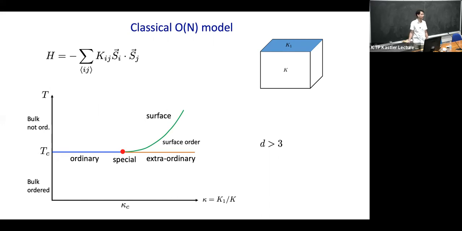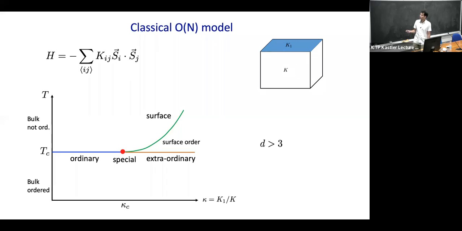Now let's ask what happens on the boundary. Well, if the surface exchange coupling K1 is not too large, then the boundary will order at the same temperature as the bulk. And this is known as the ordinary boundary universality class.